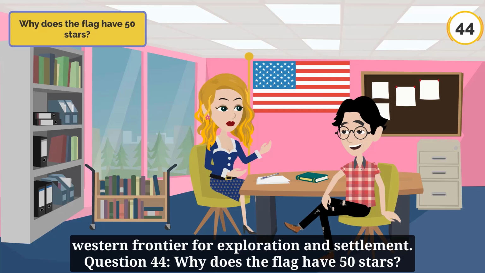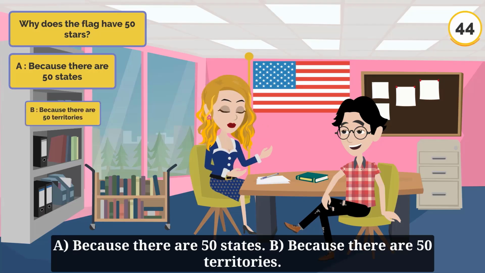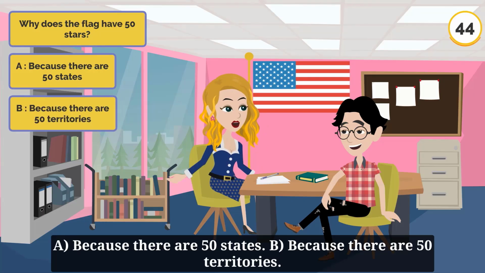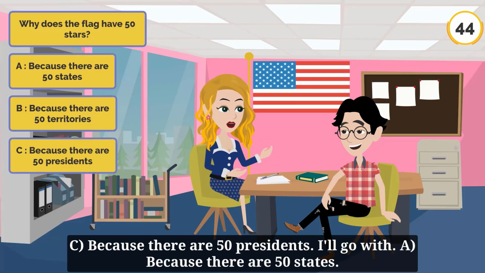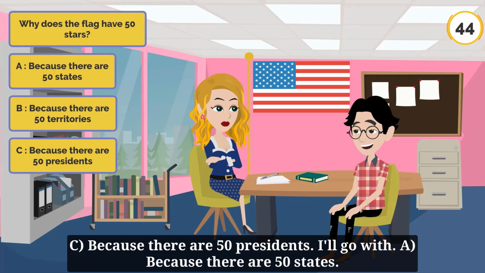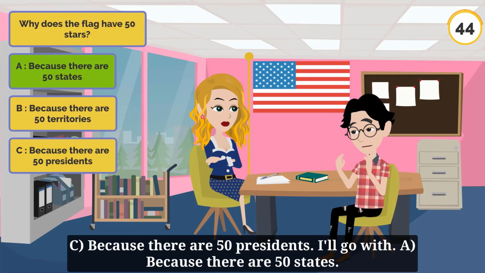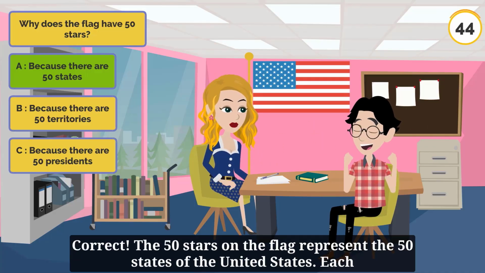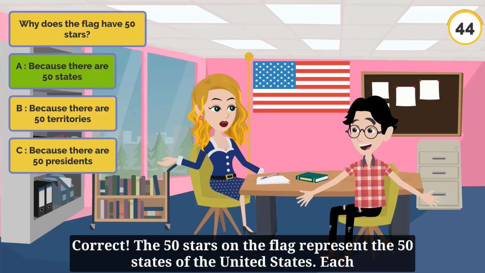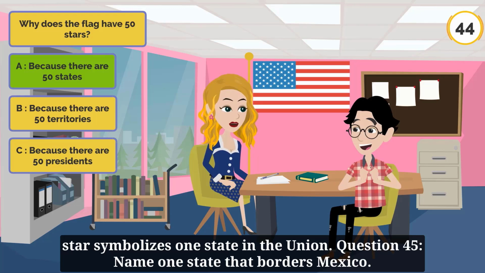Question 44. Why does the flag have 50 stars? A. Because there are 50 states. B. Because there are 50 territories. C. Because there are 50 presidents. I'll go with A. Because there are 50 states. Correct. The 50 stars on the flag represent the 50 states of the United States. Each star symbolizes one state in the Union.